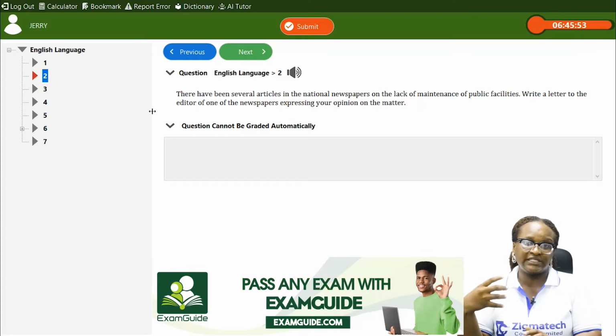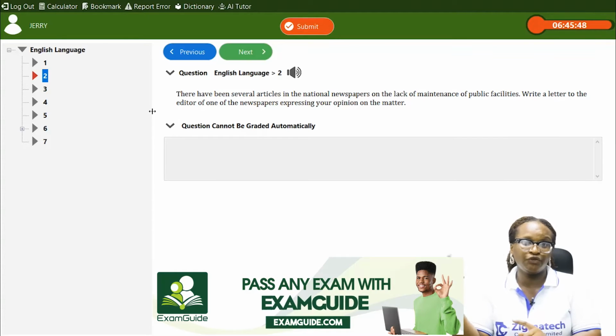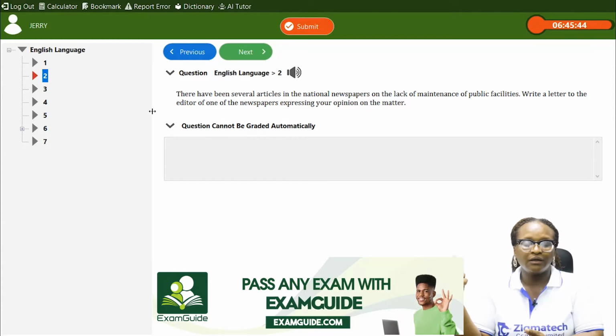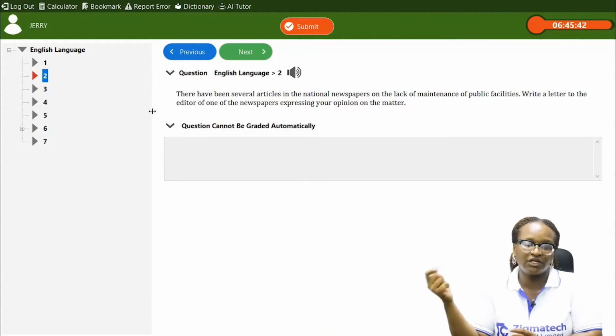If you're writing to someone in the same town with you, there won't be need for Rivers State or whichever state you reside in. If you're writing to someone in another country, after your state is your country, which is Nigeria. So it runs in that format.